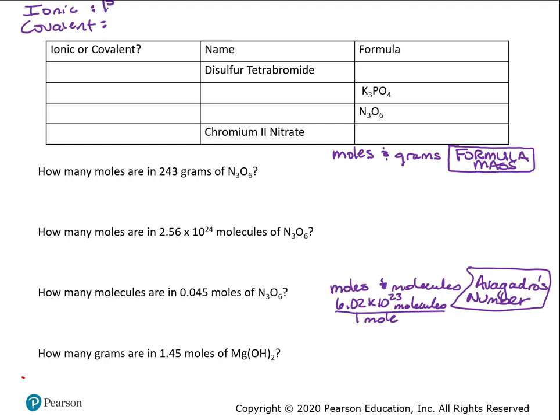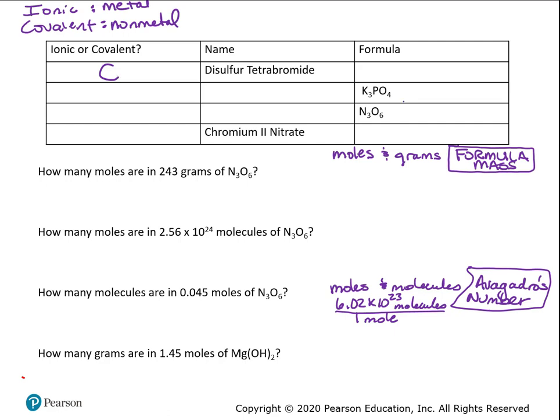So the first element is a metal. I'm just going to write metal because I don't have room up there. If it's covalent, the first element is a nonmetal. So look at the first one, disulfur. Where's sulfur on the periodic table? Is it a metal or a nonmetal? It's a nonmetal. You're looking at S. See, S is to the right of the zigzag line. So since sulfur is a nonmetal, I know that this is covalent.